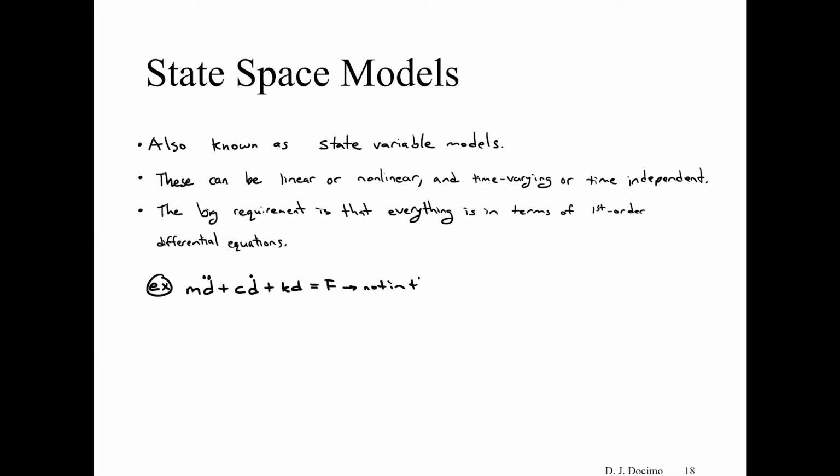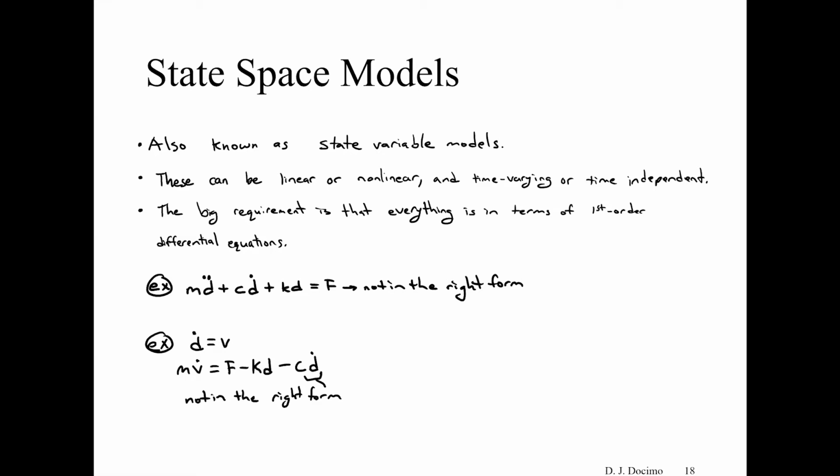So, if we have an example where we have m d double dot plus c d dot plus k d is equal to f, for a mass spring damper system with a force acting on it, that's not in the right form because we have that d double dot there. If we have something like d dot is equal to v and m v dot is equal to f minus k times d minus c times d dot, well, we're getting closer, but still not in the right form because we don't want to have one equation with two dots in it.